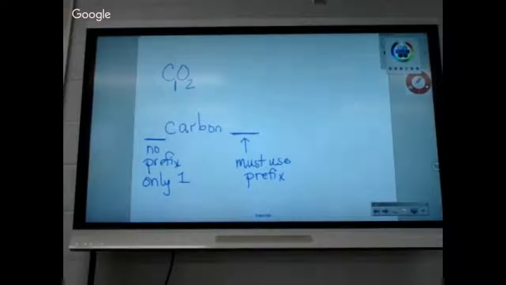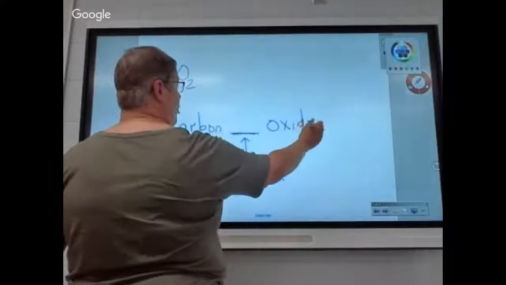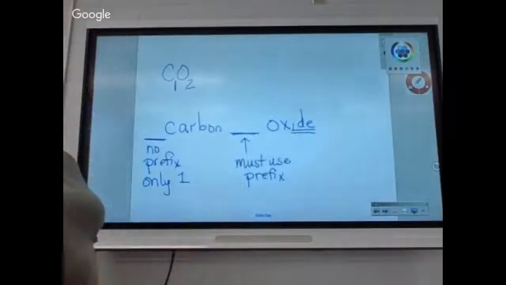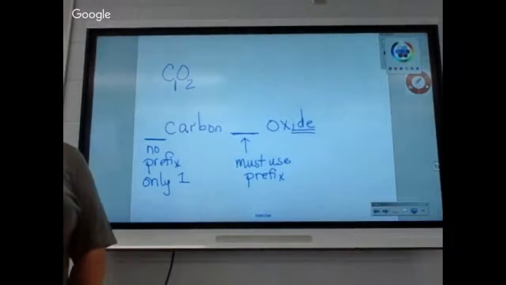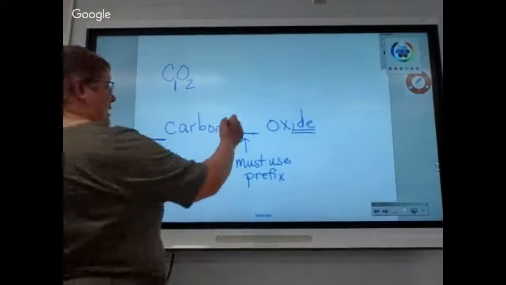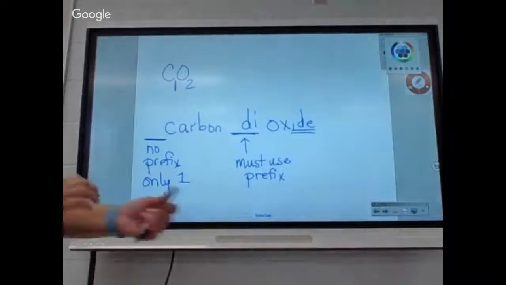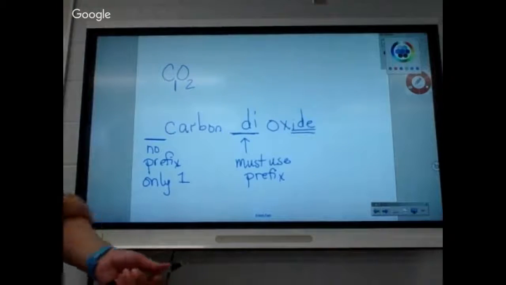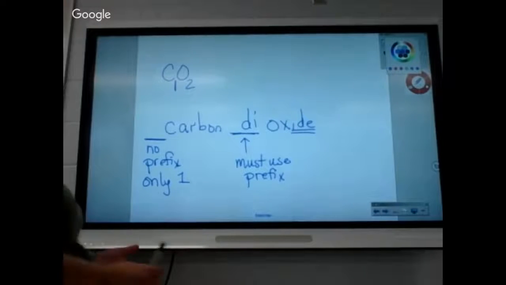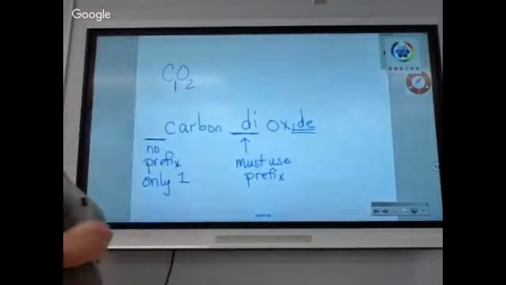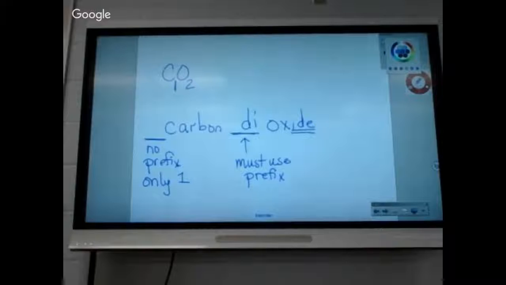No. But on the oxide, all right, I'm going to write oxide. I'm going to put my IDE on there. Why again? It's binary. And this time I have to put a what? I have to put a prefix. And why'd y'all say di? It's 2. So carbon dioxide. And that's where carbon dioxide's name comes from. Okay, so everybody got it? So we put the number of carbons before, right?